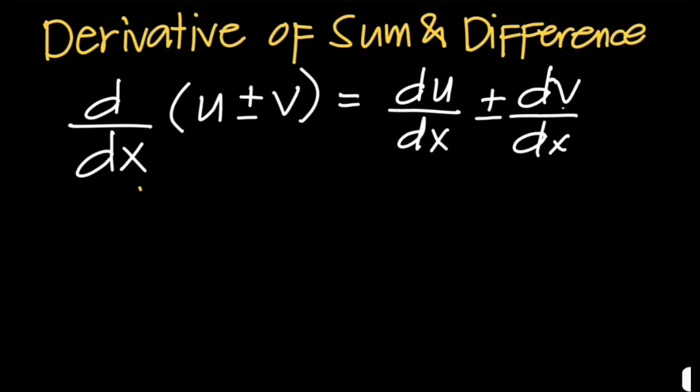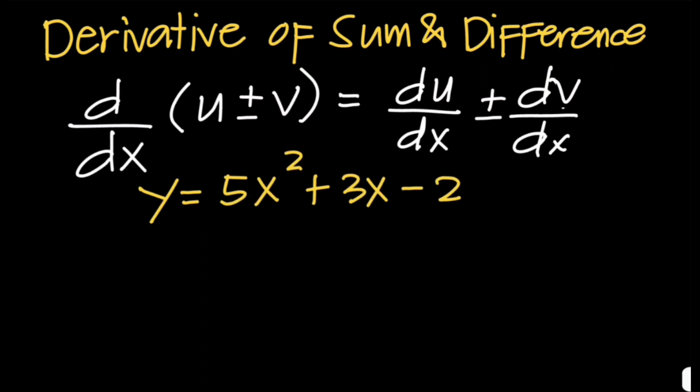So let's say we're given this function y equals 5x squared plus 3x minus 2. And we get the derivative of y with respect to x. So we will just simply use the previous rules that we've just discussed: the power rule, the constant times a function rule, and the derivative of a constant. So we get the derivative of each of the terms. So we have 1, 2, 3 terms here.